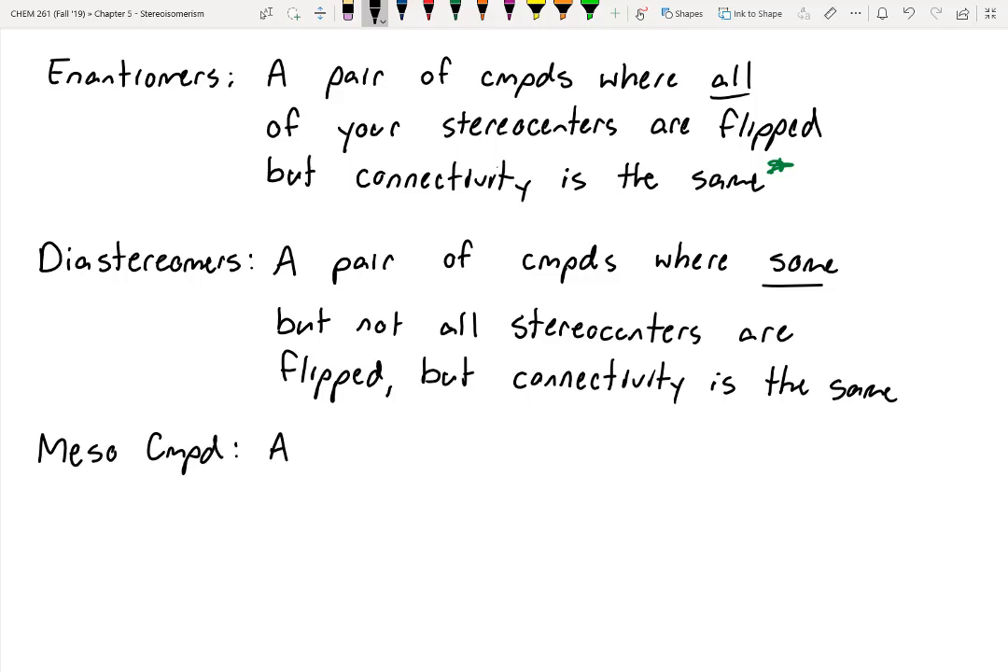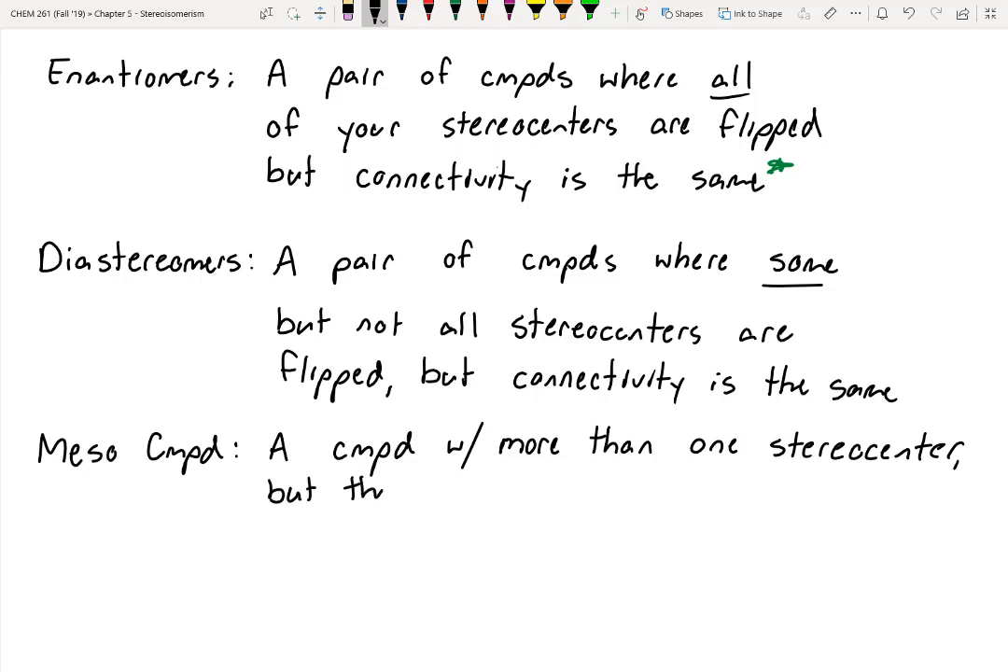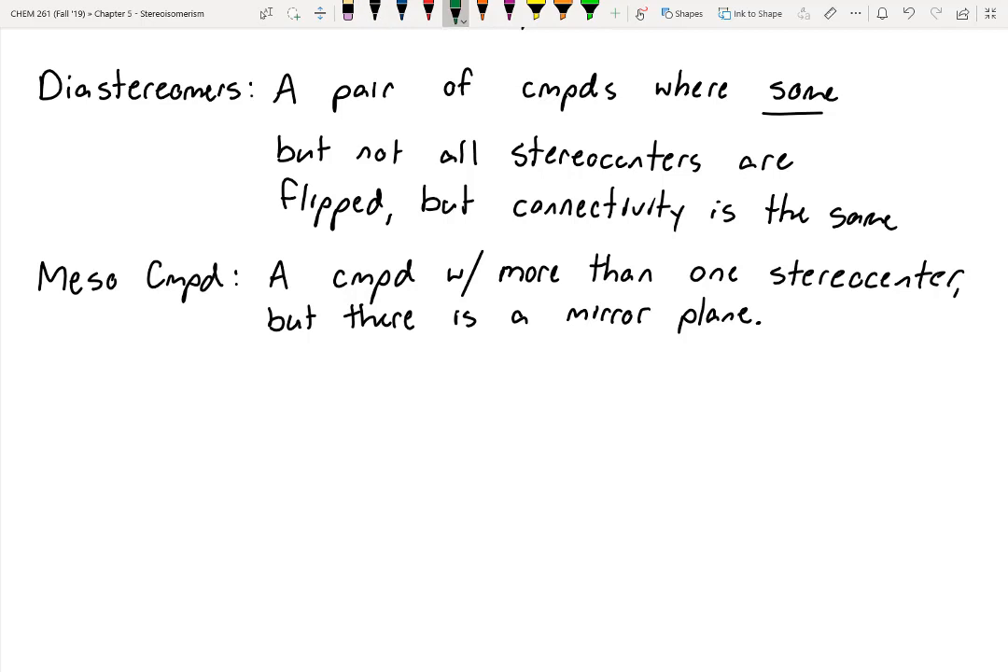Okay, a meso compound is a compound with more than one stereocenter, but what's going on in a meso compound? How can we spot them? There's a mirror plane, right? All right, my hint with meso compounds, and I'm going to put this asterisk up here because we said watch out for that when you're comparing enantiomers.